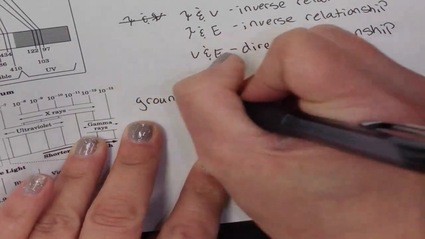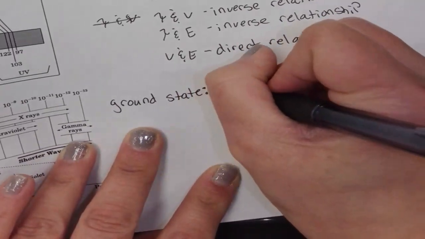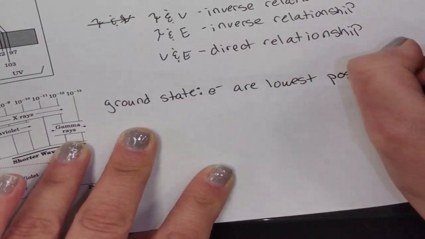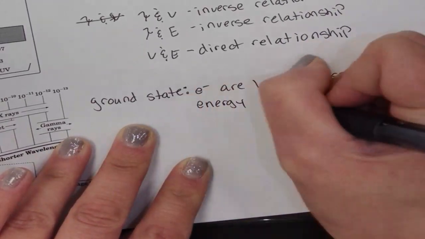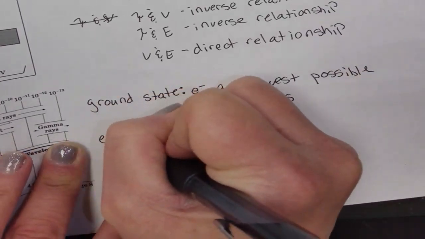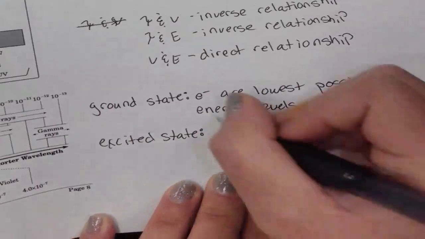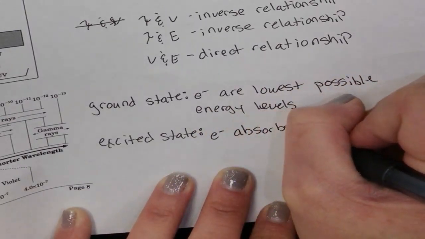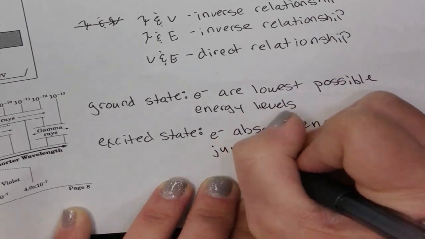Let's talk about some vocabulary. Ground state is where electrons are at the lowest possible energy levels. And then we have the excited state. The excited state happens when an electron absorbs energy, and it's going to jump to a higher energy level.